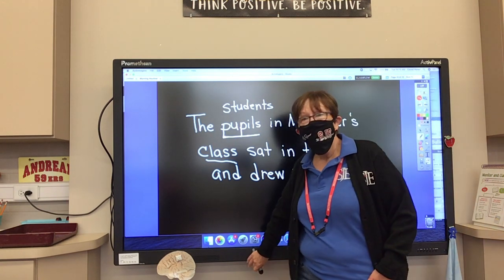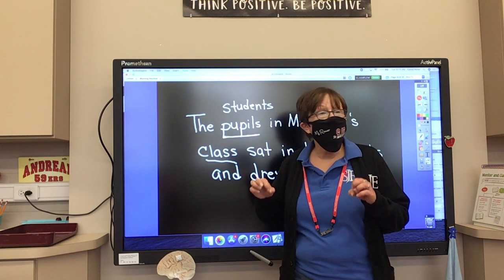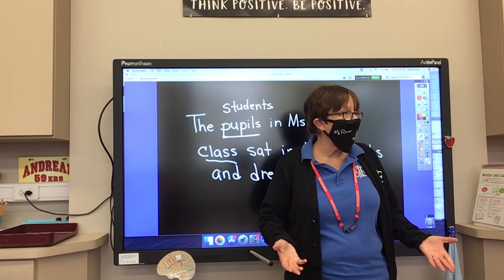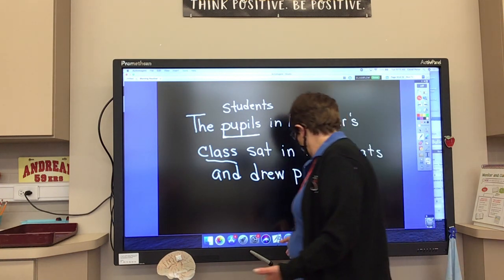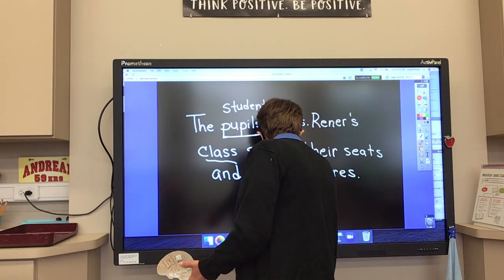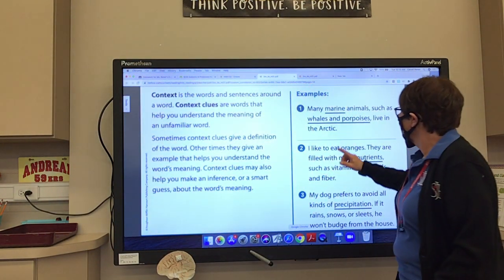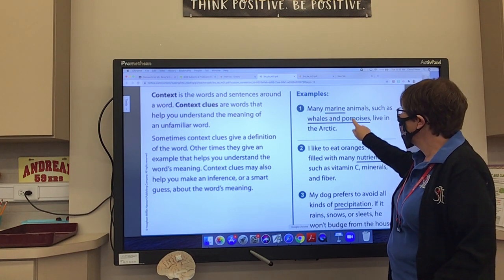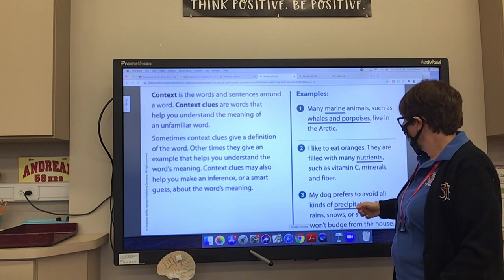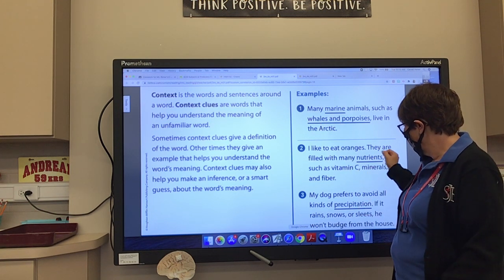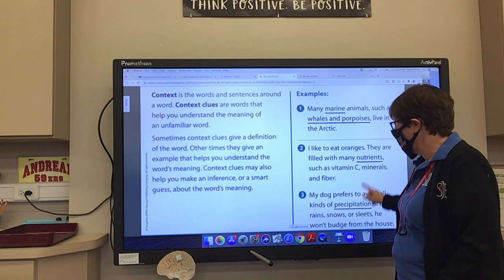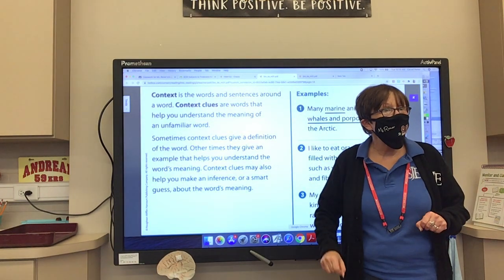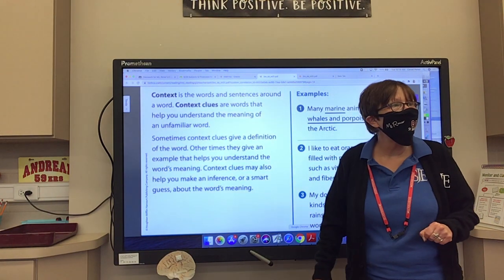Very good. So remember, use the clues around an unfamiliar word to figure out the word. Look to see if the definition is there. Like here, marine, this one, it's not the definition, but marine has something to do with whales and porpoises. Nutrients have to do with vitamin C and minerals. Precipitation has to do with rain, snow, and sleet. So those things all have to do with the word itself, and it's in the sentence. So that's what we're going to be always looking for, boys and girls.